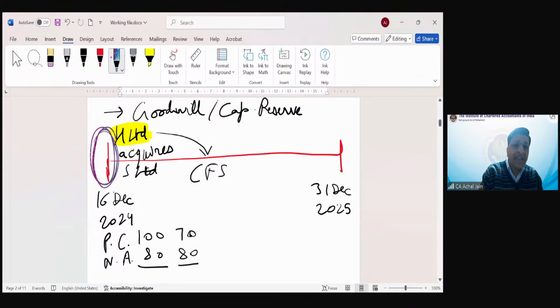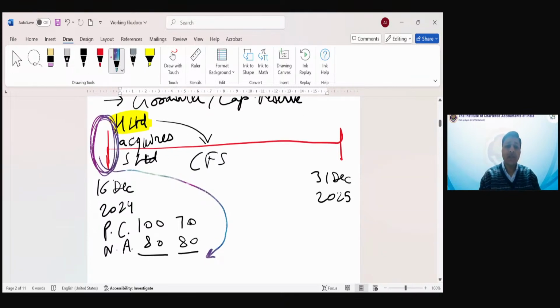Because this is the date when the acquisition has taken place. Yes or no? So this is the date when this recording should be done. That's why, whenever we start with the consolidation exercise, what do we need to do? We need to get into this calculation, wherein if there is any excess payment, then we may get goodwill. And if there is a short payment, it will result in capital reserve.